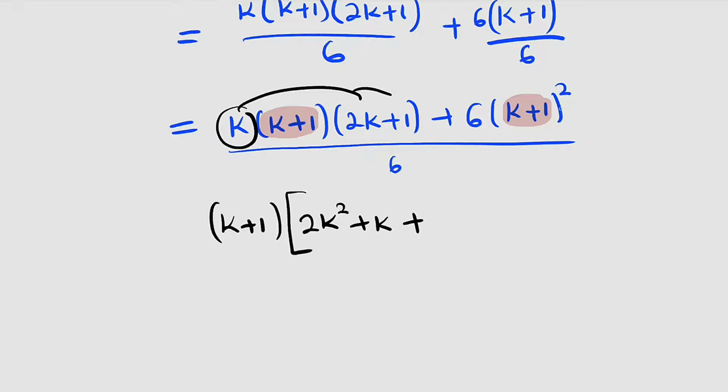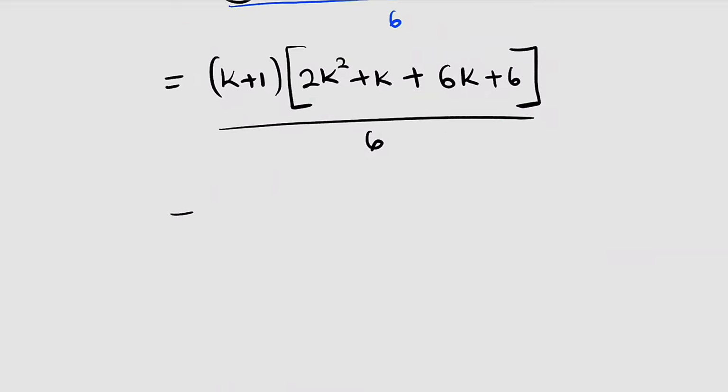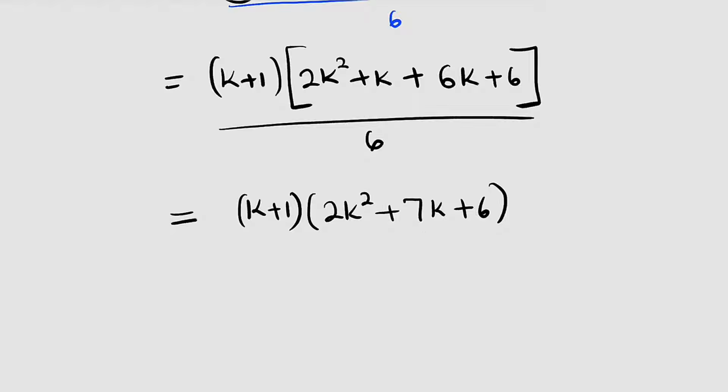And to the other term, k plus 1 is already out, we have k plus 1 left multiplied by 6. 6 times k will give us 6k. 6 times 1 will give us 6. Remember, the whole of this should be divided by 6. If you further break it down, you have k plus 1 multiplied by 2k squared plus 7k, then plus 6. The whole of this divided by 6.